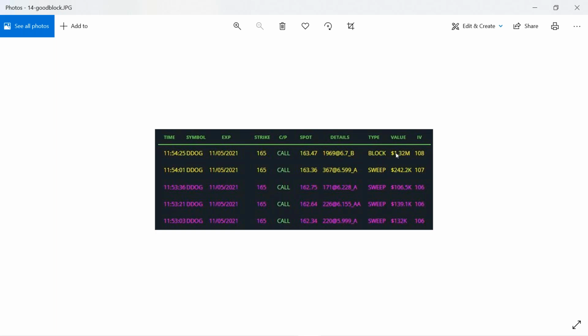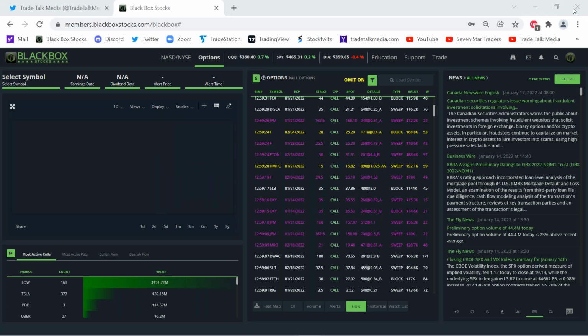We don't follow blocks if they're by themselves. We don't follow blocks if they're mixed with two or three block orders. If it's blocks and sweeps mixed together like this, that block information is important information. That block trade we do take into account. So it's really important to watch the sweeps and block section to make sure it's sweeps. Again, if it's sweeps and blocks mixed, that's fine too.